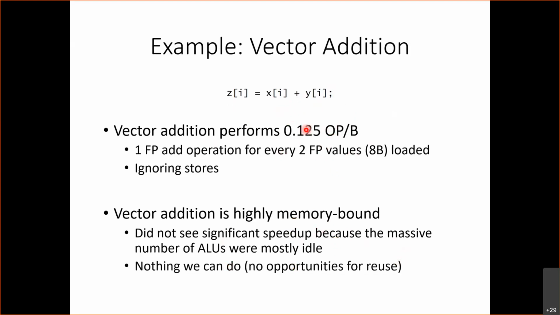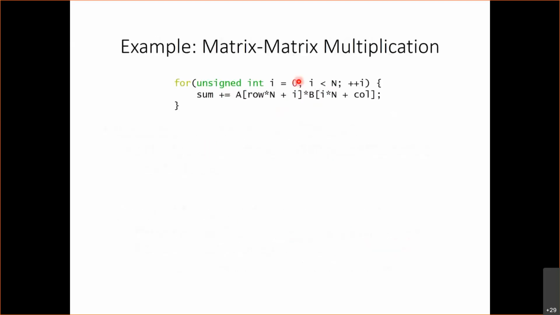Now let's look at a different application. Let's now look at matrix multiplication. In the matrix multiplication that we wrote earlier, every thread had a loop and was doing this. So for this particular code of matrix multiplication, what is the operations per byte, the compute to global memory access ratio?